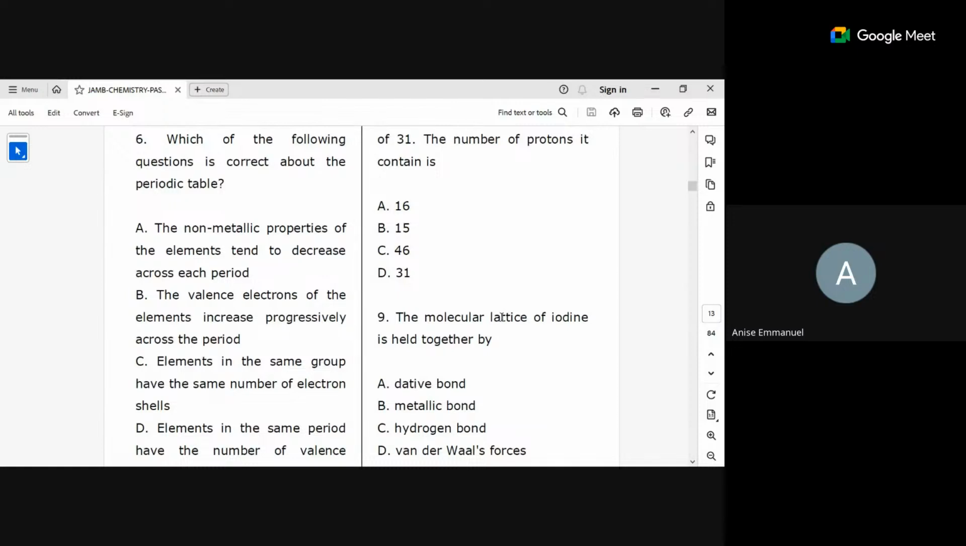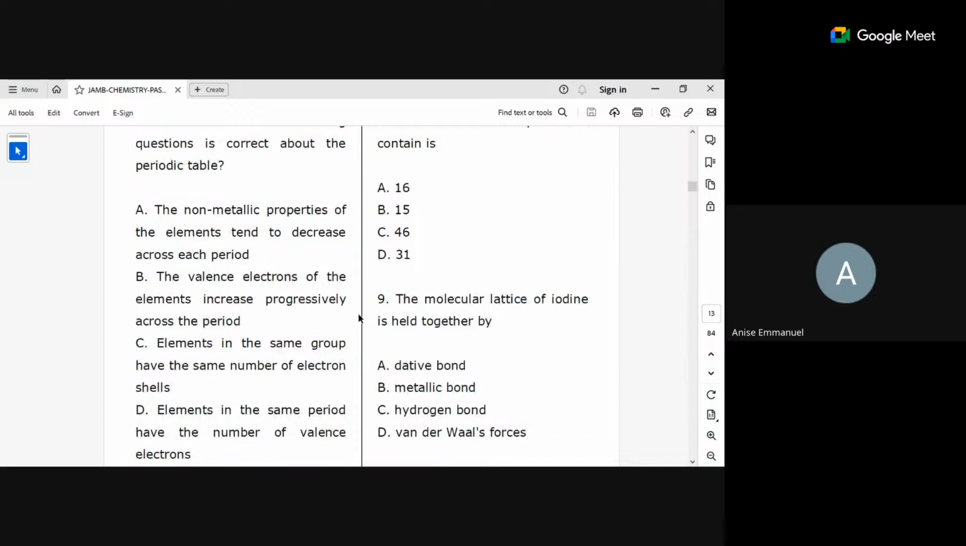Now, when you look at it, A: the non-metallic property of the elements tends to decrease across the period. That is a lie. It is not possible. Across the period, that is from left to right, it is not so. Don't forget that group 1 elements are metals, group 2 are metals. So why will non-metallic property now start decreasing? No. If they say it is increasing from left to right, then I can still say yes, because from right to left it will decrease, then it will increase down, back. So we can still go with that. Let's continue.